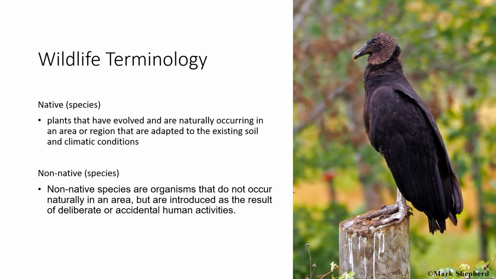Here's a couple more wildlife definitions that you should be familiar with. Native species. These are plants and animals that have evolved and are naturally occurring in a particular area or region and that are typically adapted to the soil conditions or climatic conditions of the area. Non-native species are organisms that do not occur naturally in an area, and many times they are introduced as a deliberate or accidental result of human activities.